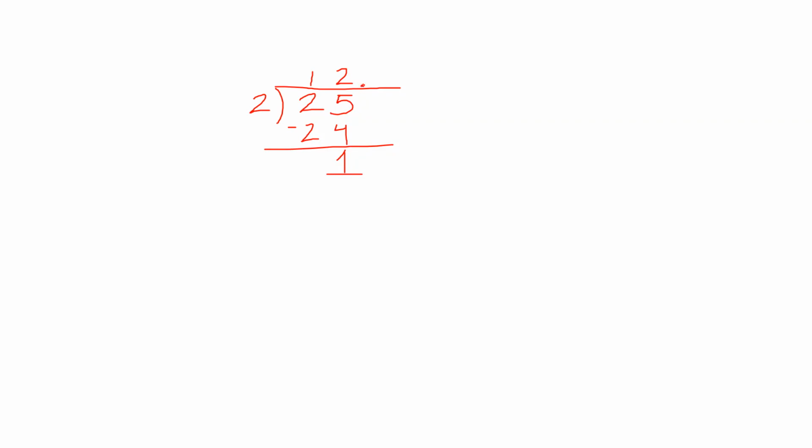That decimal point gives us the permission to add an imaginary 0. And so now we have to say how many times 2 goes into 10. Well, 2 goes into 10 5 times. So 2 times 5 is 10. We subtract, and the answer is 12.5. So that's how you get 12.5 instead of 12.